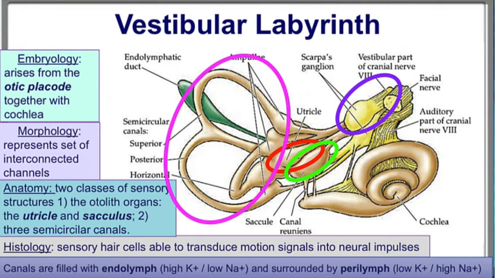Then we have the semicircular canals, and again, the semicircular canals detect rotational movements. The canals are filled with endolymph, which is high in potassium and low in sodium, and they are surrounded by perilymph, which is low in potassium and high in sodium. So if the patient has a cellular disturbance in sodium and potassium levels, this could affect the function of the semicircular canals.